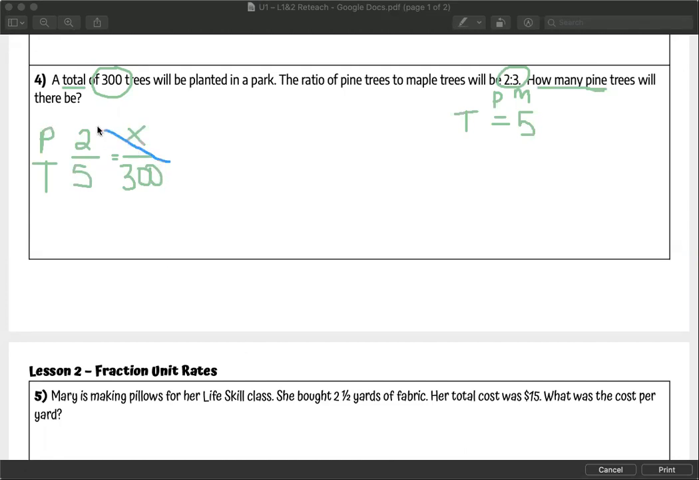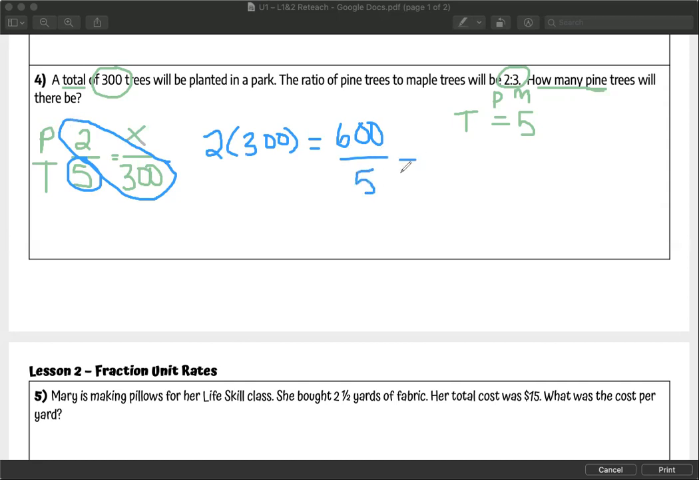Solving this proportion, I'm going to multiply the two numbers that are in the same diagonal. So we're going to multiply 2 times 300, which is 600. And then we're dividing by the number that's in the same diagonal as the variable. So we're going to divide by 5. And we get 120. We were solving for x, which is on top with pine trees. So 120 pine trees for our answer.